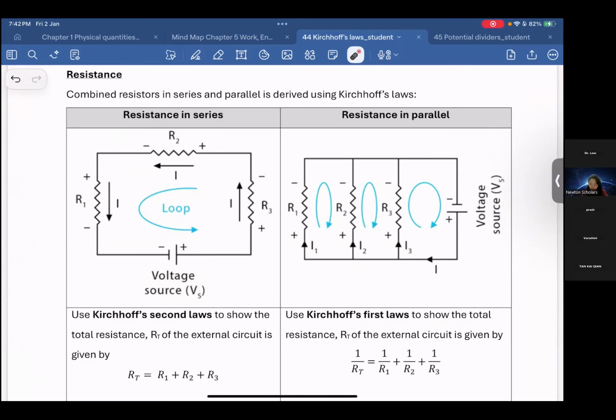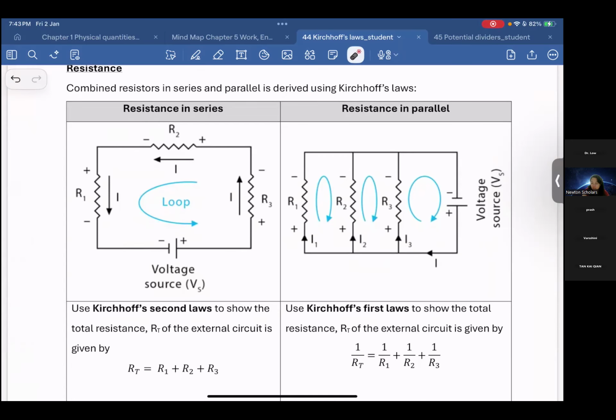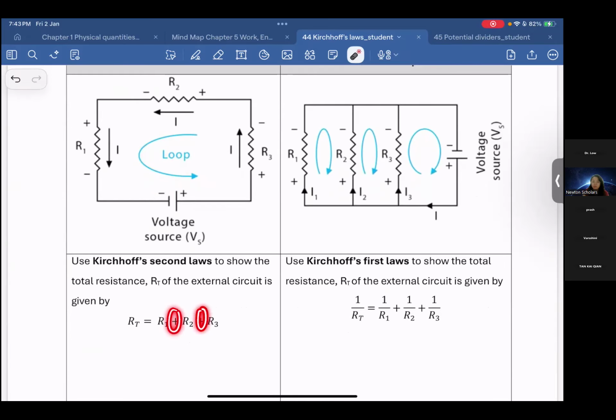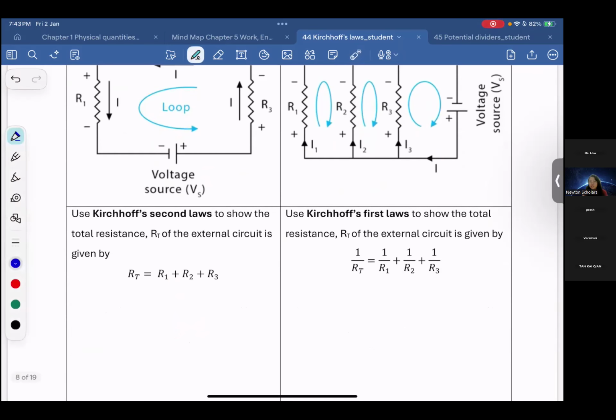Combined resistors in series or parallel are derived using Kirchhoff's law. So actually the formulas come from Kirchhoff's law. This one is resistance in series. Here we need to find the total resistance. Of course, we know that we just add it up together, but how? Here we know R1 plus R2 plus R3. Then we ask ourselves, in the circuit, is current added together or voltage added together? Because at the end we need a plus. So we have to think about V and I: V added together or I added together.